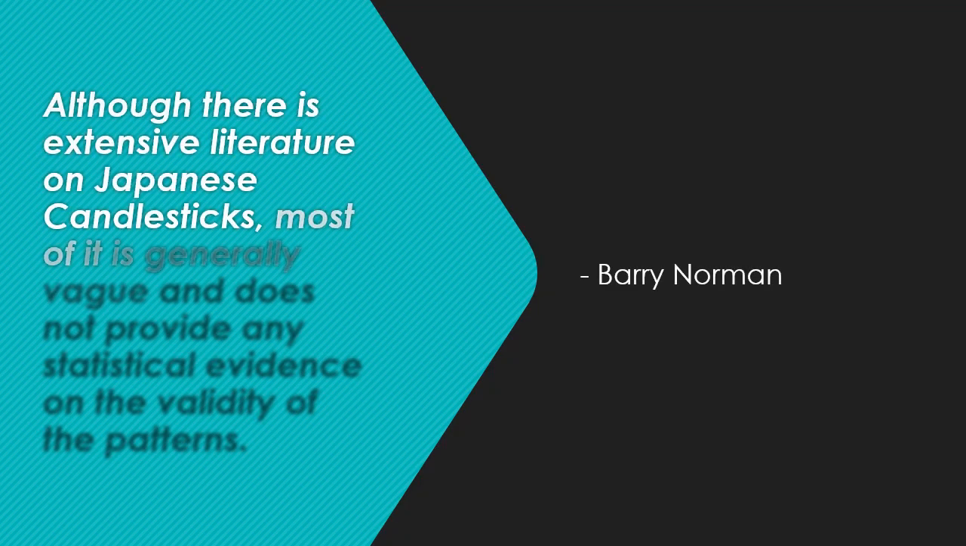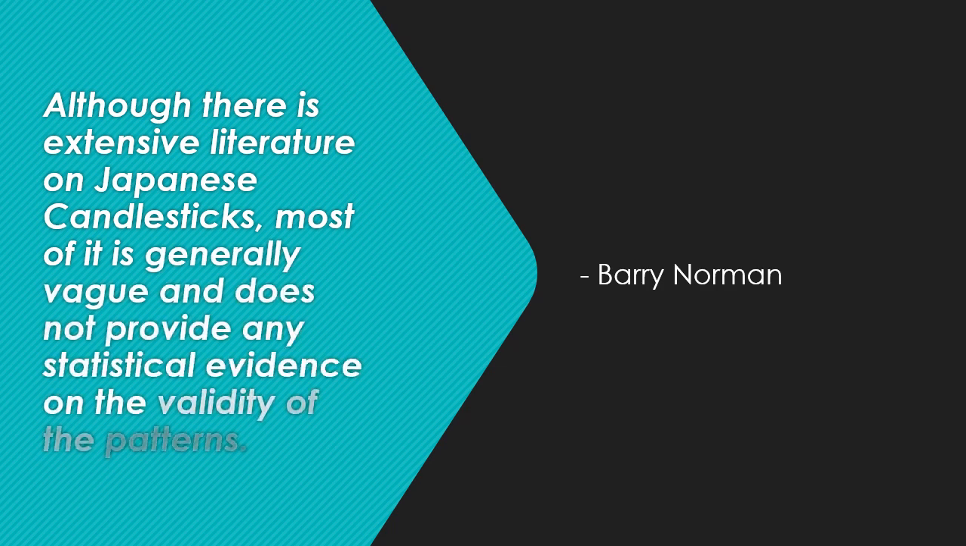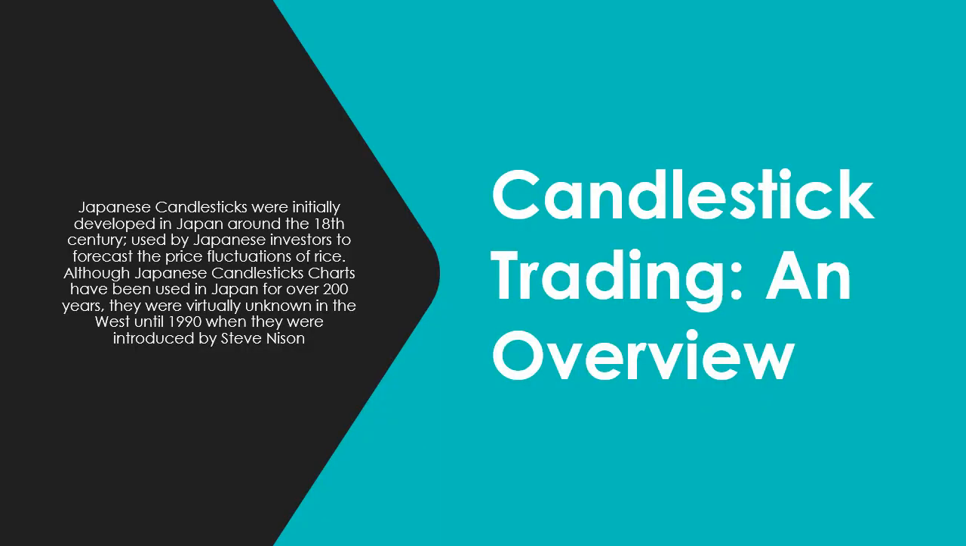Although there is extensive literature on Japanese candlesticks, most of it is generally vague and does not provide any statistical evidence on the validity of patterns. Japanese candlesticks were initially developed in Japan around the 18th century and used by Japanese investors to forecast the price fluctuations of rice. Although Japanese candlestick charts have been used in Japan for over 200 years, they were virtually unknown in the West until 1990 when they were introduced by Steve Nison.